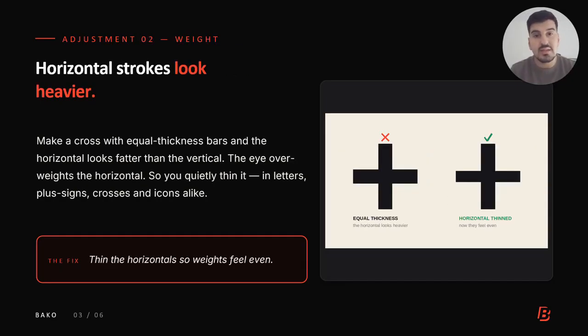Second thing is horizontal lines look heavier. So you see this example on the right, you see the plus symbol, and you can see the vertical and horizontal on the left is exactly equal thickness. And this looks uneven because your brain reads the horizontal line as slightly fatter than the vertical line, even if it's mathematically exactly the same. So to fix this, you need to make sure the horizontal line, as it is done here, is slightly thinner than the vertical line. And this difference creates the balance optically that you need to perceive this as perfect. So keep this in mind.